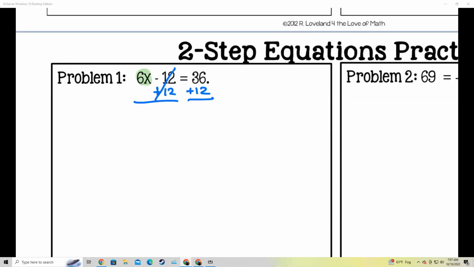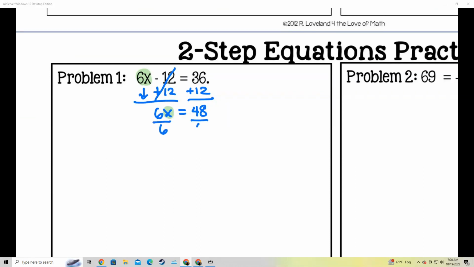These are going to cancel. The 6x is going to drop, and I get 48. Now that I have the x kind of by itself, now I really want to get it by itself. So I want to get that x completely isolated. I realize that it's multiplied by 6. I need to do the opposite to get rid of that. So I'm going to divide both sides by 6.